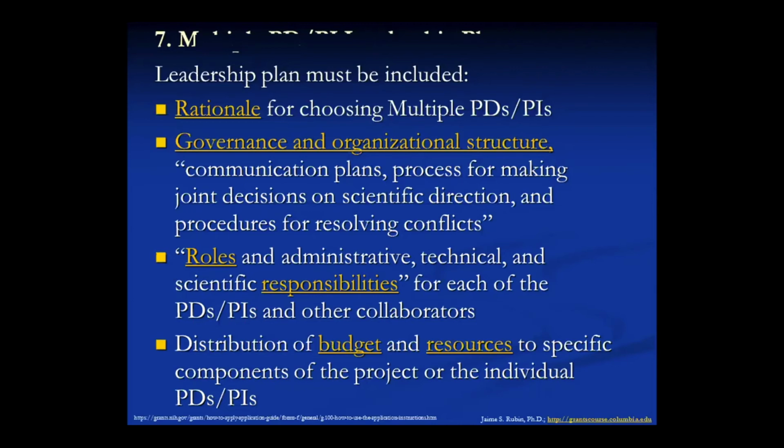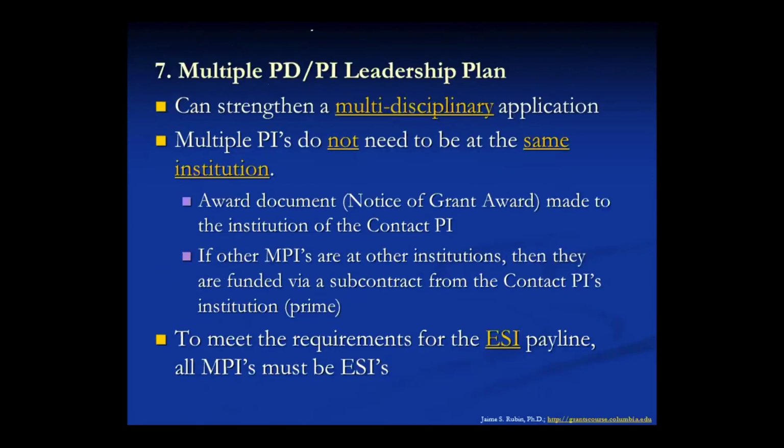In this section, you would talk about the different roles and responsibilities, the different resources, and the budget for the different members, the multiple PIs. So as I said, it can strengthen a multidisciplinary application. Both PIs don't have to be from the same institution. One individual, though, is called the contact MPI or contact PI. This is an administrative title where the notice of grant award would be issued in the name of that specific contact PI, even though there would be other MPIs listed.